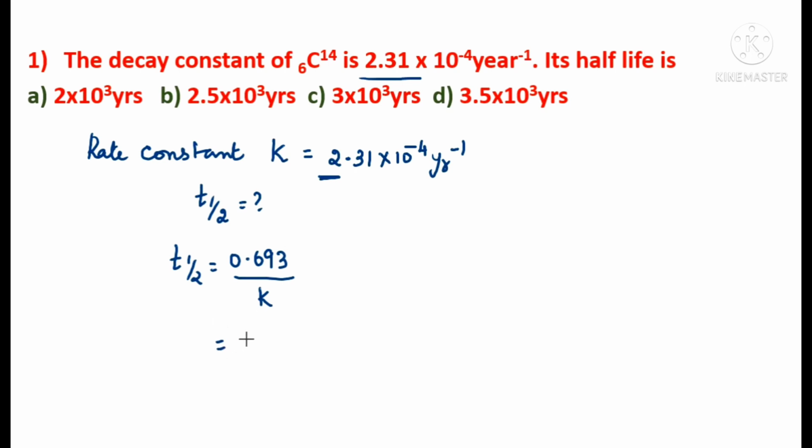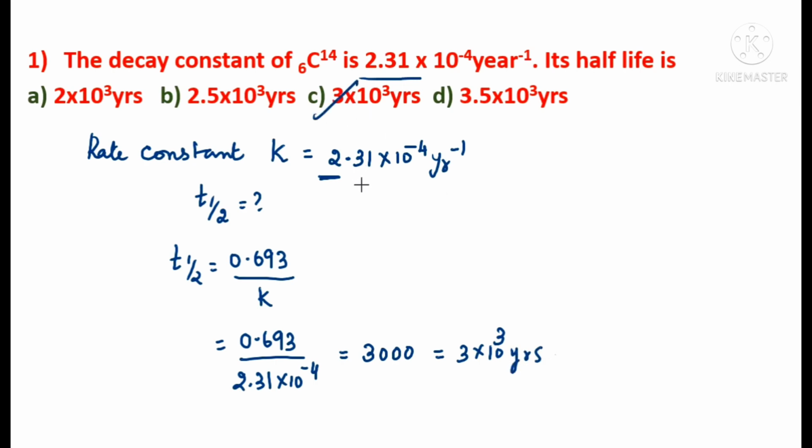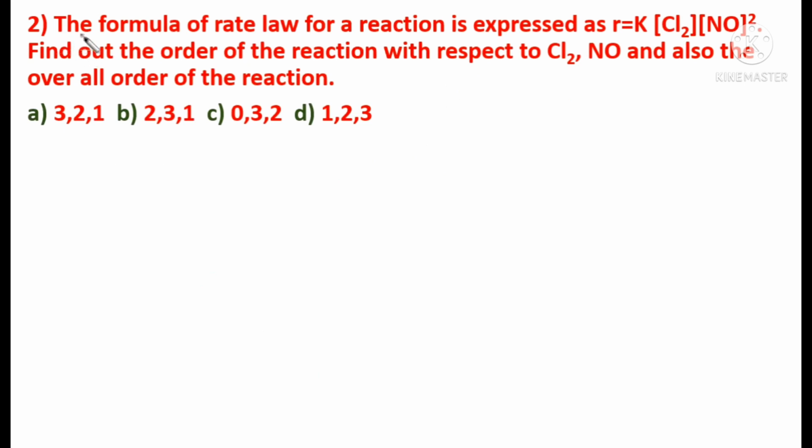So T half is equal to 0.693 divided by 2.31 into 10 to the power minus 4. After simplifying, you'll be getting the answer 3000, that's nothing but 3 into 10 to the power 3 years. So option C is correct. Understood, students?